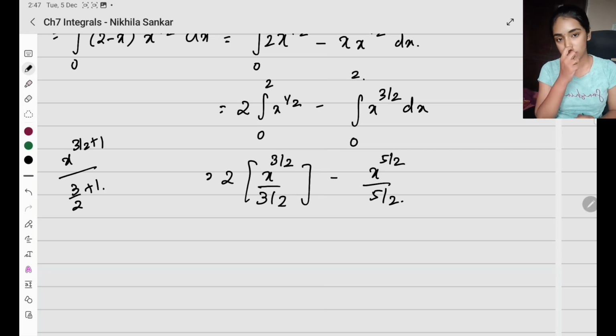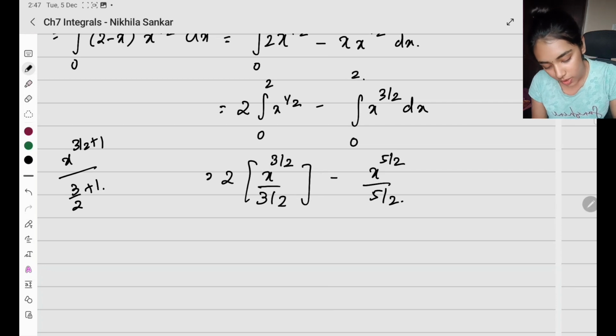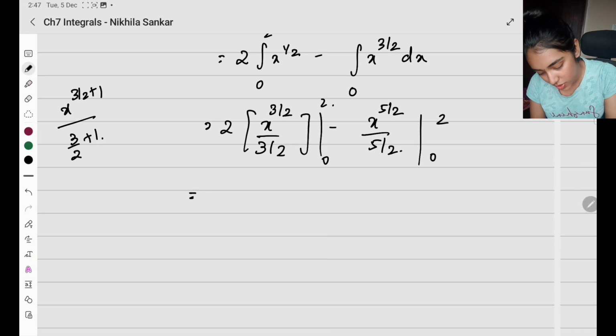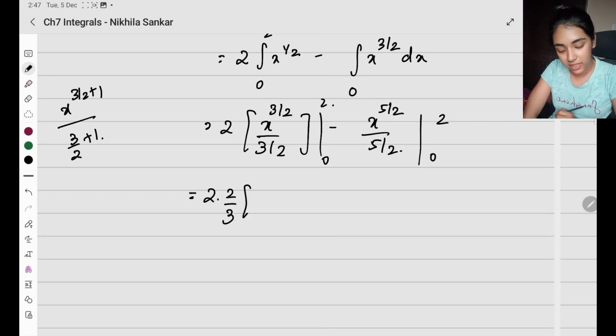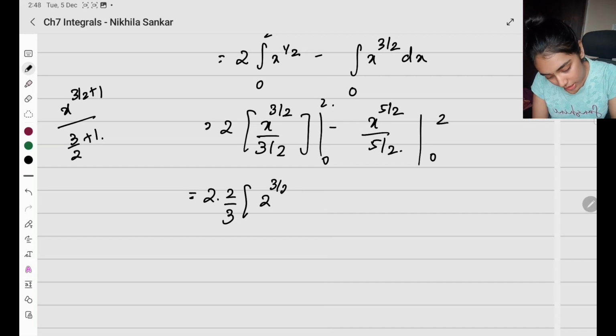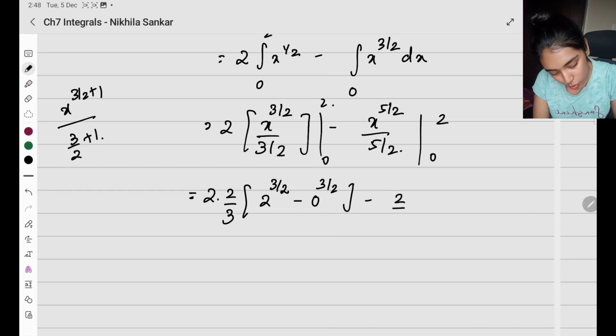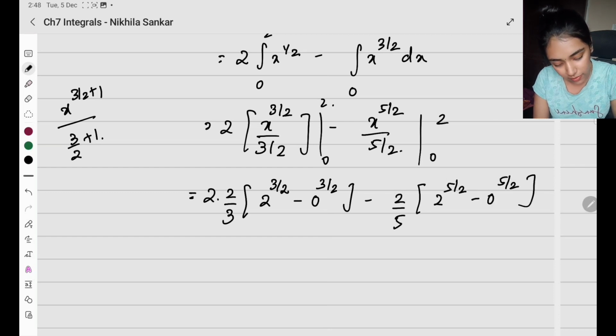Since you have solved so many integrals, you should also know the direct answer. Okay? From 0 to 2. So this is going to be 2 times 3 by 2 becomes 2 by 3. Inside the bracket, I have upper limit minus lower limit. So 2 to the power 3 by 2 minus 0 to the power 3 by 2, minus 5 by 2 becomes 2 by 5. So 2 by 5 times 2 to the power 5 by 2 minus 0 to the power 5 divided by 2.